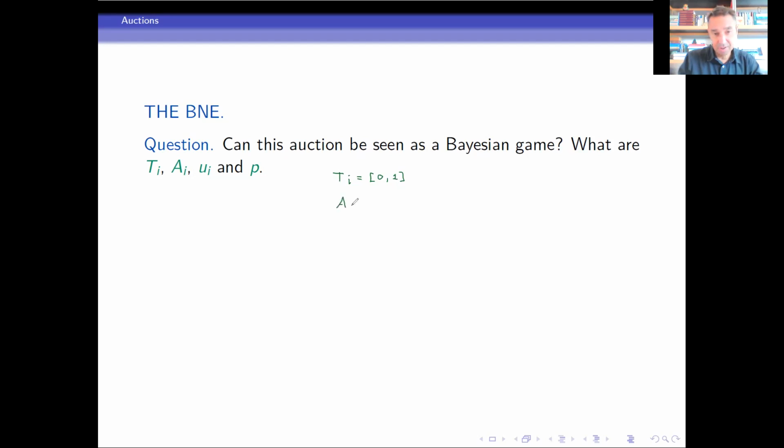The action spaces are again from 0 to 1. So this would be v_i and this would be b_i. And yeah, the utility, that's what I already said. If you're the winner, and this is your utility.